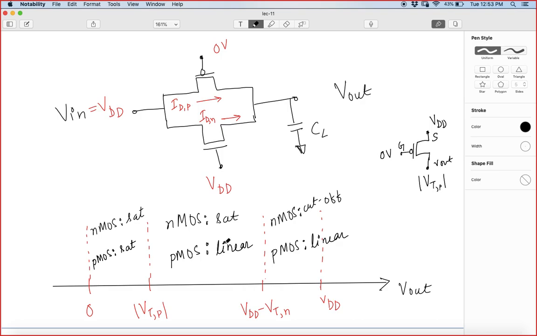So you can see here that in this case the NMOS is in saturation region, but it has gone to cutoff. But because the PMOS is on, it is in linear region. That's why it's still conducting, right? So we can see that in all the regions from 0 to VDD, this transmission gate is always on. This transmission gate is always on.